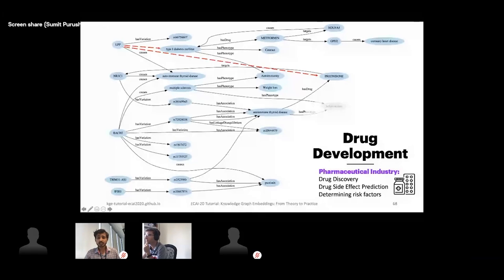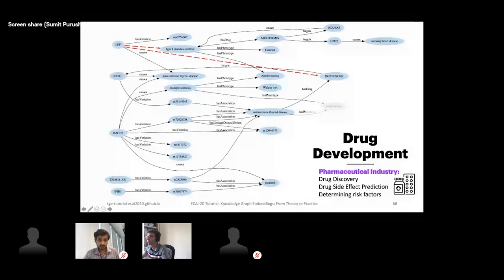There are other use cases in the pharma industry, for example, drug side effect prediction, determining the risk factors for a particular disease and so on. The way it works is you build this knowledge graph, run a knowledge graph embedding model on top of it, and then do the link prediction. And usually it's not a simple graph. Here you see only a few nodes, but from an industrial perspective, you'd have millions of nodes and billions of links between the nodes.